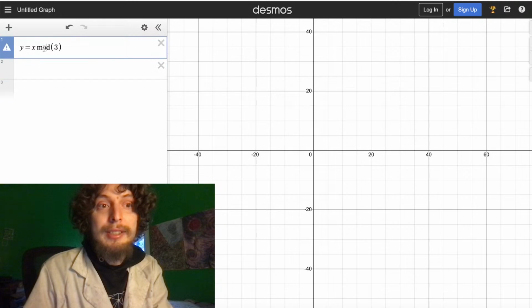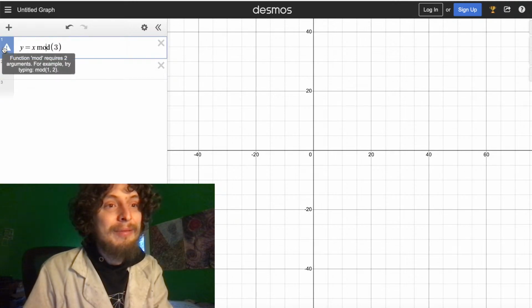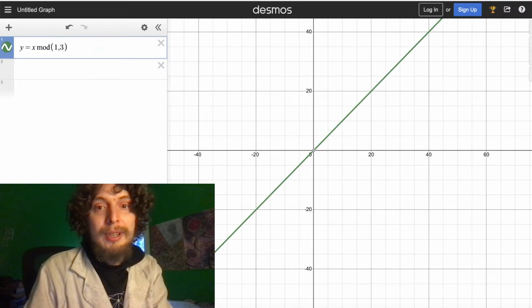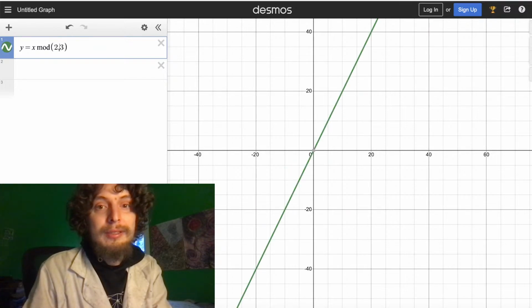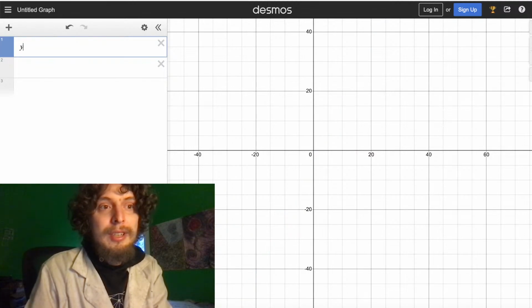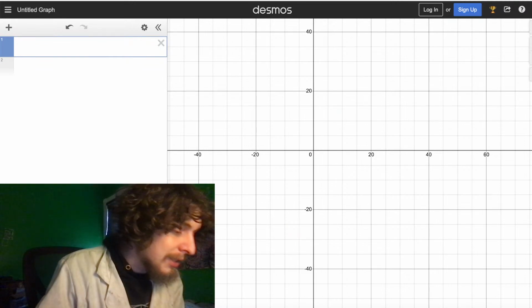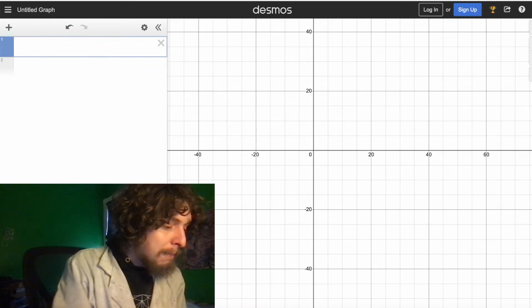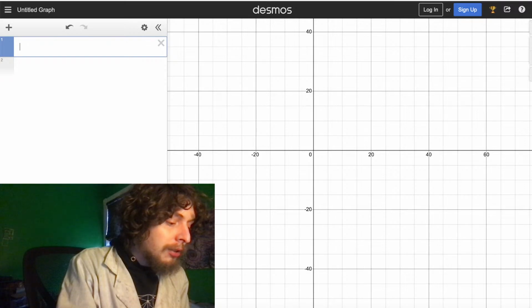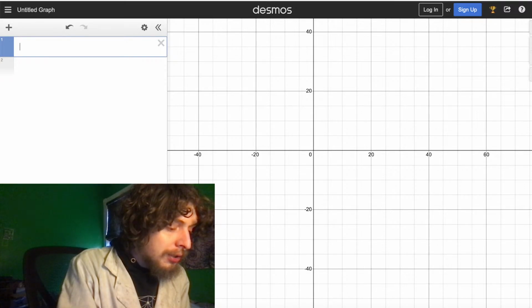I don't think they let us do that. Mod requires 2 arguments. Mod 1, 3. Nah, that's not doing modular arithmetic here, I don't think. I don't know. So, I don't know how we would program that in Desmos. But you can try and do functions under that.